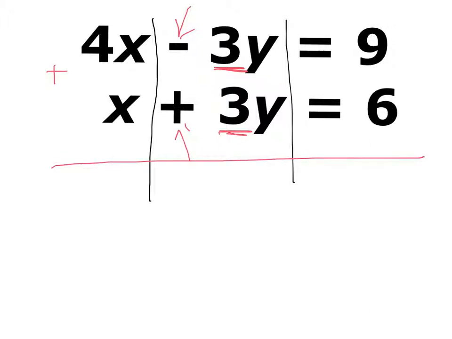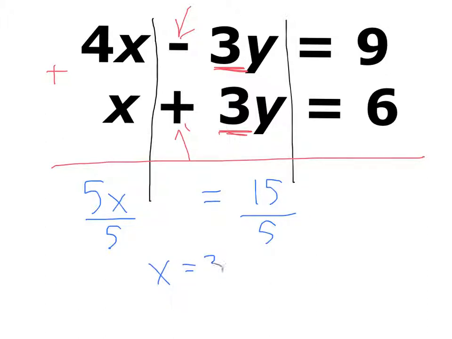Okay, so 4x and x, of course, give us 5x. Negative 3y plus 3y gives us 0. It cancels out. And 9 plus 6 gives us 15. Okay, so easy step, and then you have to solve for what's left. So divide each side by 5, and our x equals 3. Okay, so very, very simple.